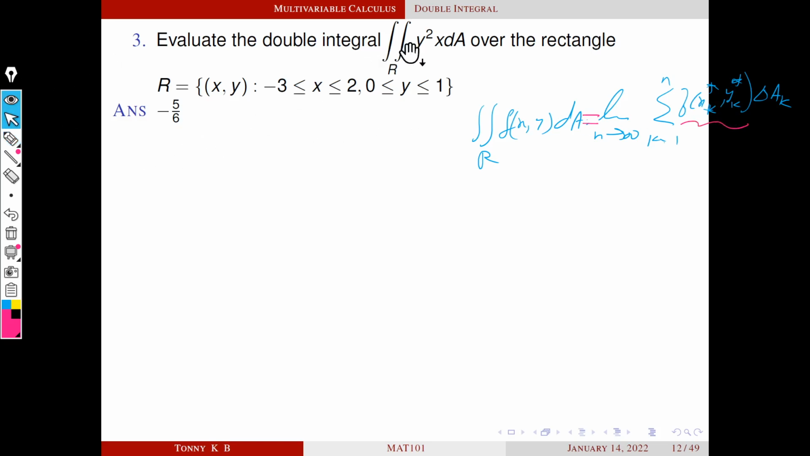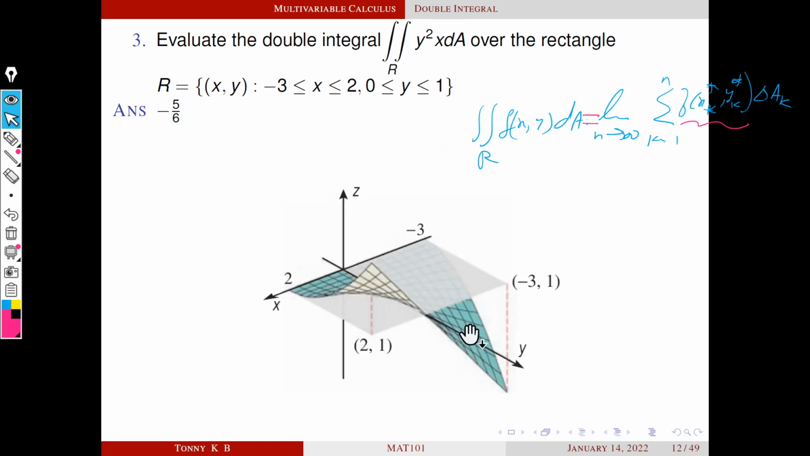For example, for this function, you can plot the surface. Actually, this is the shape of this plot. Corresponding to this height, our z is positive, right? So corresponding to this portion, the volume is positive. Corresponding to this rectangular portion, the function values are always negative. So it gives a negative volume.